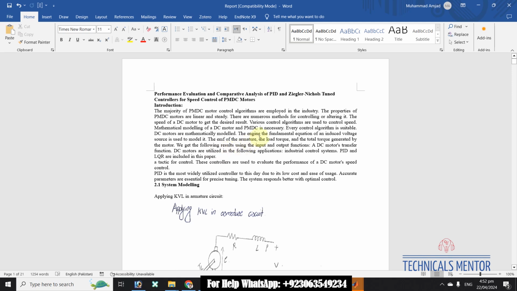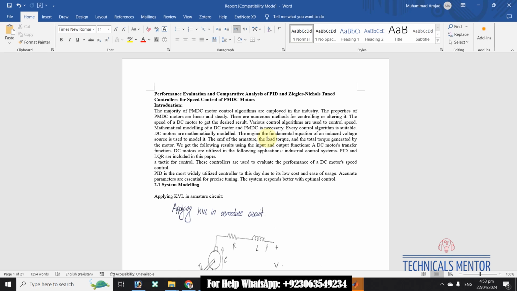Various control algorithms are used to control speed. Mathematical modeling of the DC motor is necessary before every control algorithm is suitable. DC motors are mathematically modeled using the fundamental equation of the induced voltage source: the EMF of the armature, the load torque, and the total torque generated by the motor. We get the following results using the input and output functions: a DC motor's transfer function.